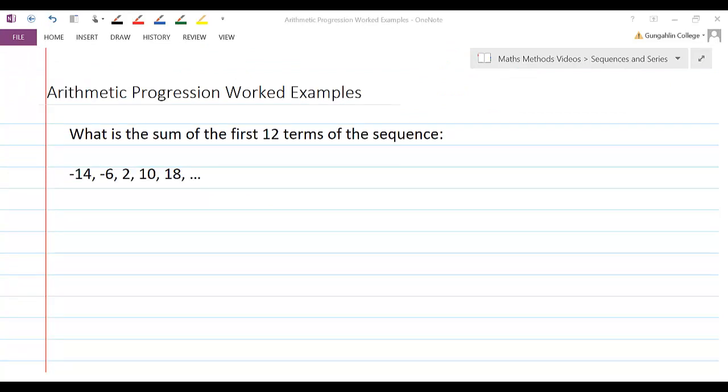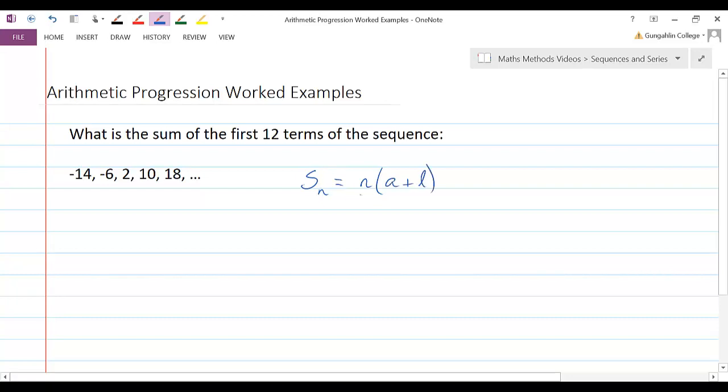This next question is a little bit different to the last one. The main difference here is it hasn't told us what the last term in this sequence is, or in other words, what the 12th term is in this sequence that we've got to add up to. It's just given us the start of the sequence and told us we need to work out 12 terms. So the regular sum to n terms doesn't work in this case.